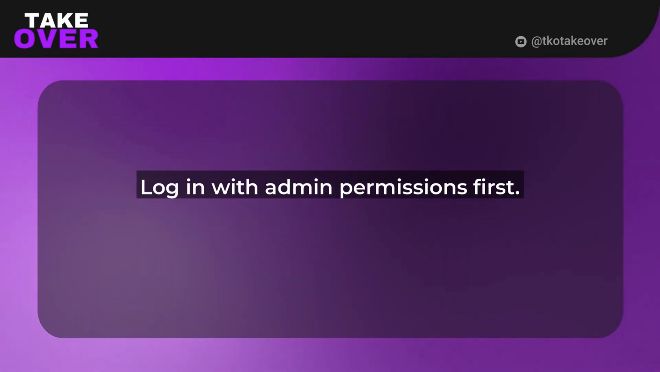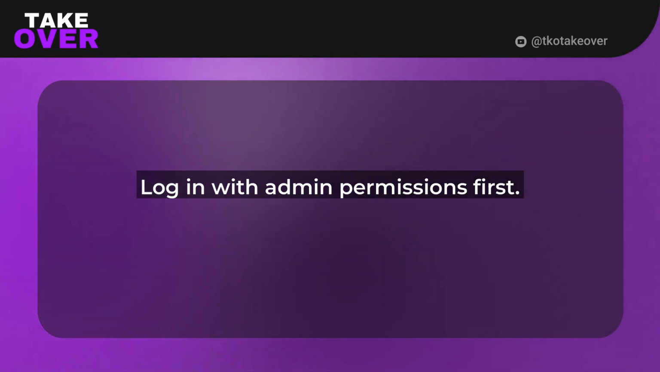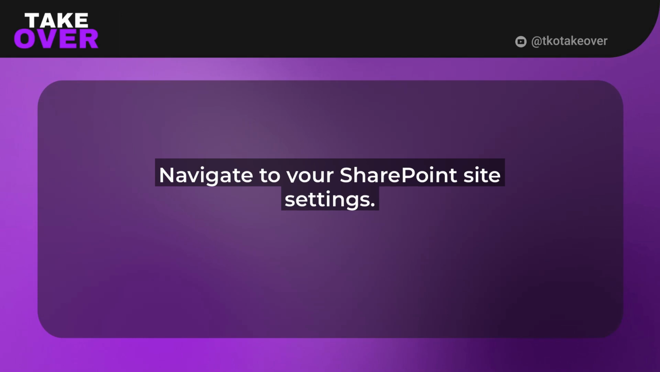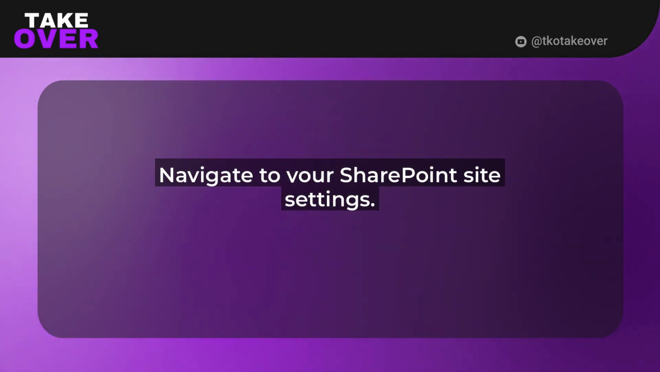First things first, make sure you're logged into your SharePoint site with the right permissions. If you're an admin or have site owner rights, you're good to go. Head over to your SharePoint homepage and navigate to the specific site where you want to create the group. Once there, click on the Settings gear icon in the top right corner. It's your gateway to all the behind-the-scenes magic.